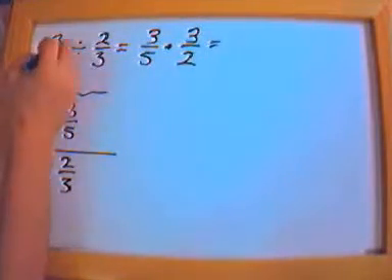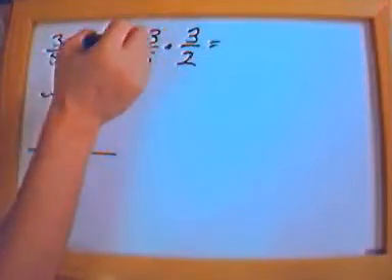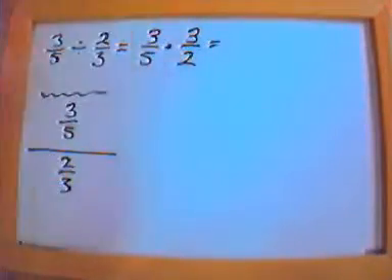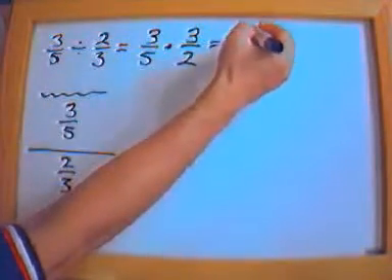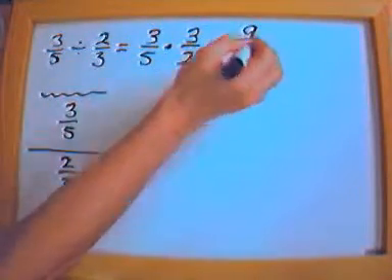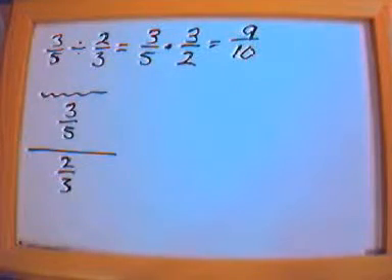It's very simple. You turn division into multiplication. You put a multiplication sign, you flip the second fraction around, and then boom, it's a new problem, and we already know how to solve these. So 3 times 3 is 9. 5 times 2 is 10. Boom, that's your answer. No further thinking required.